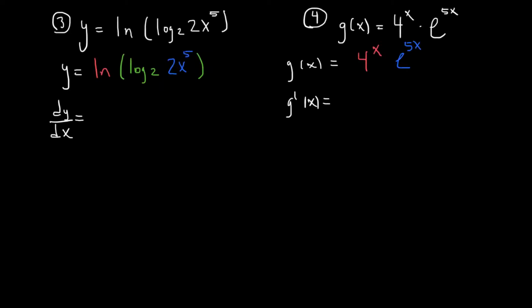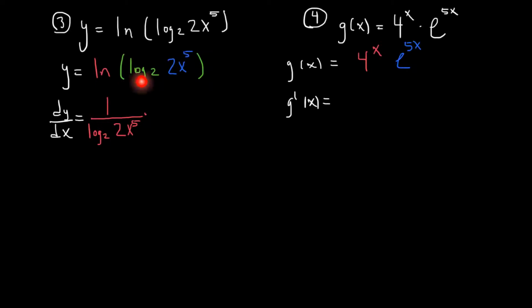I'll start with number 3. So ln of a log, can you even have that? The ln of a log? Yes, you can. And so the rule says for ln, the answer should be 1 over the argument. And the argument happens to be log base 2 of 2x to the fifth. And then times the derivative of the argument. And what is the argument for ln? It is the entire log base 2 of 2x to the fifth.